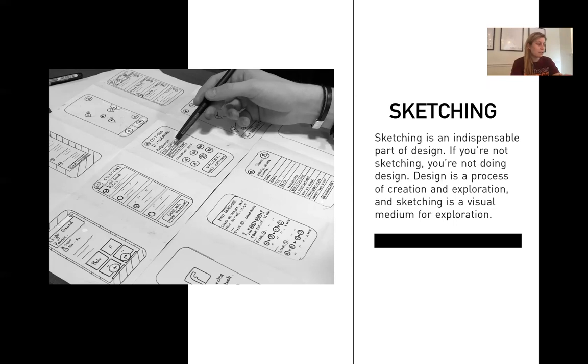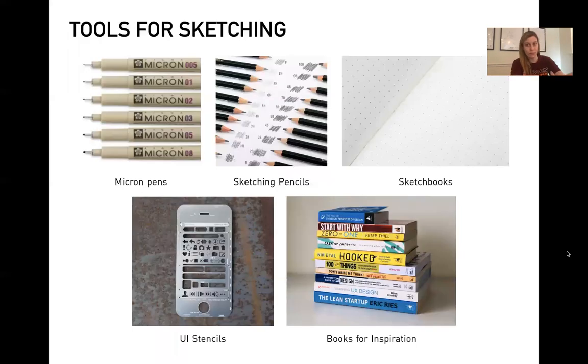So sketching is a visual medium for exploration. So what kind of tools do we use when we're sketching? Sketching is always, in my opinion, best done first on paper. I've also seen designers use something like a Surface Pro and a stylus to do sketches. But for me, I just like pen and paper. I like using a sketchbook that has this kind of dot grid.